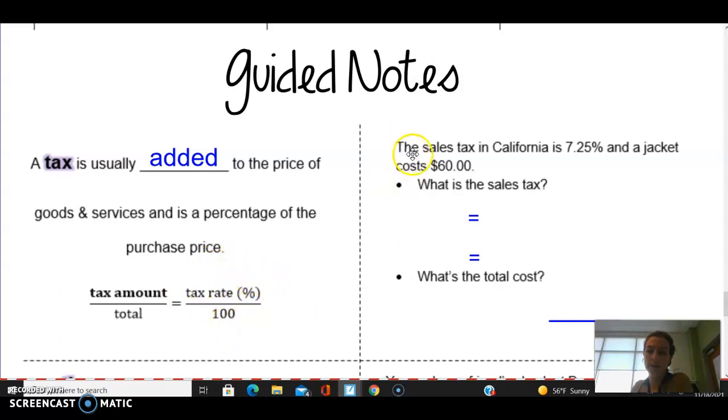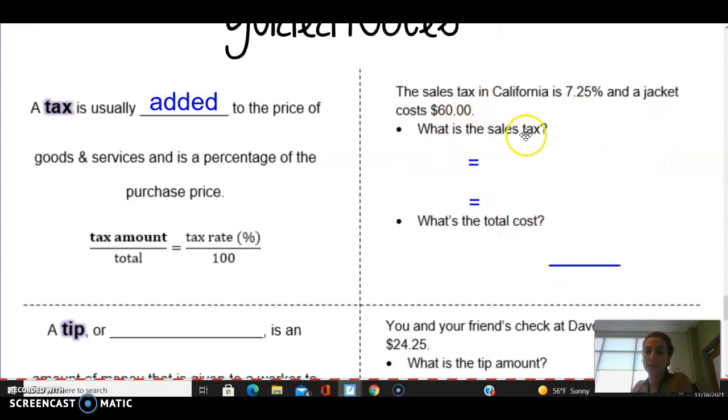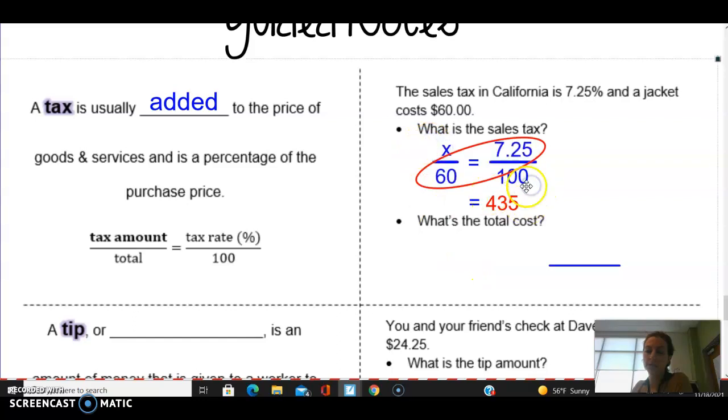So looking at this practice example, it says a sales tax in California is 7.25%, and a jacket costs $60. What is the sales tax? So first we would set up our proportion. What is 7.25% of 60? We would cross multiply, and x times 100 equals 100x. We'd have to divide both sides by the coefficient, which is 100. We would get x equals 4.35.